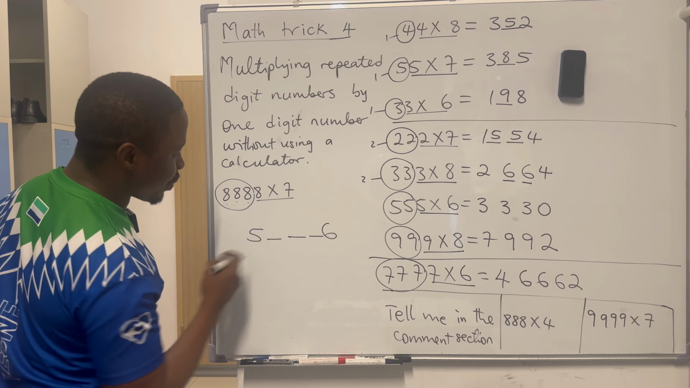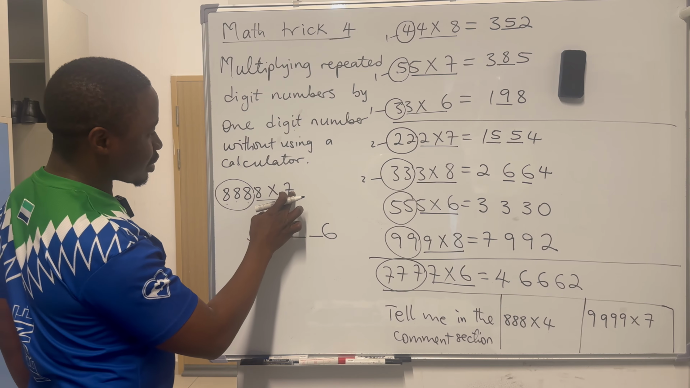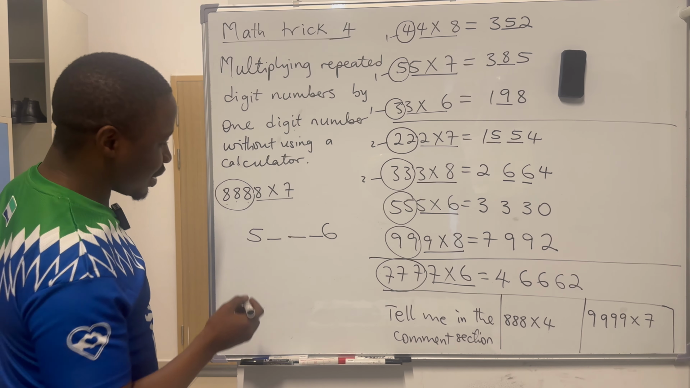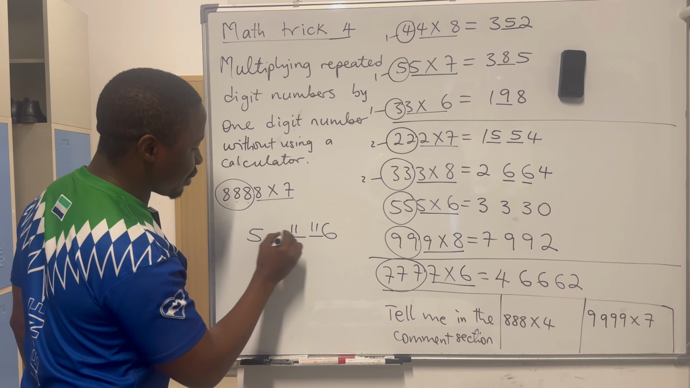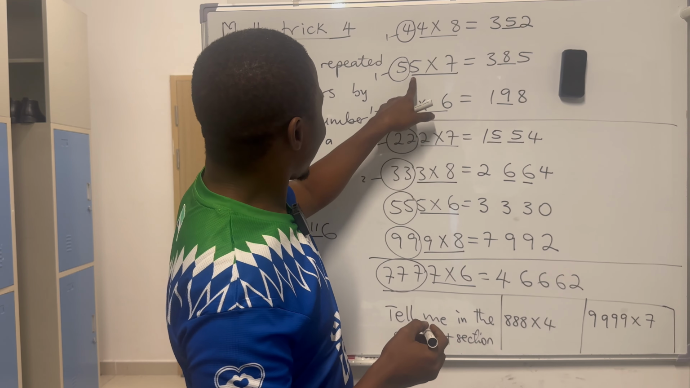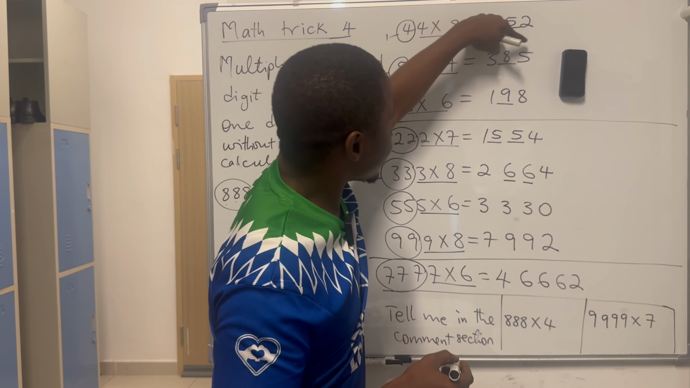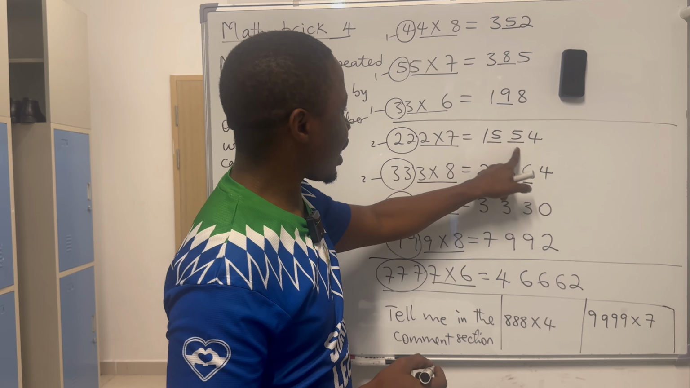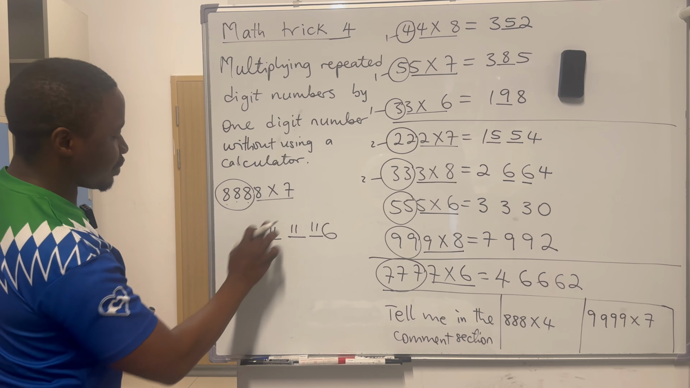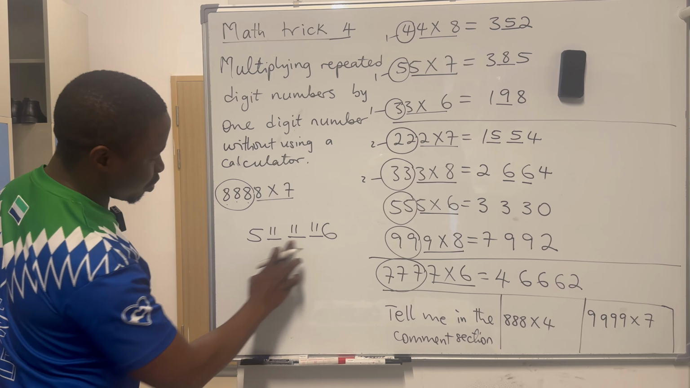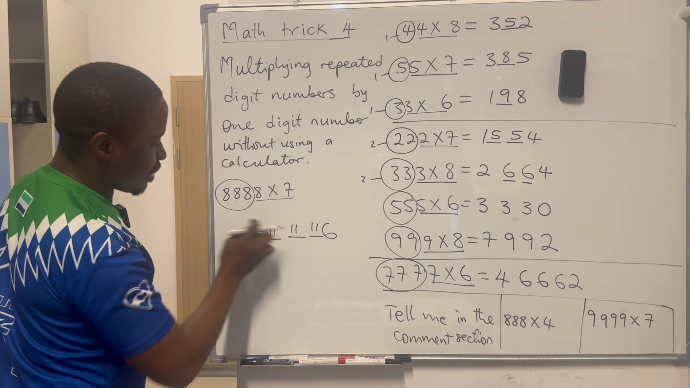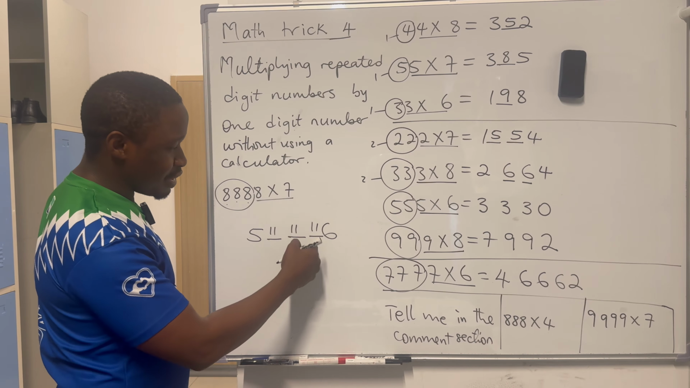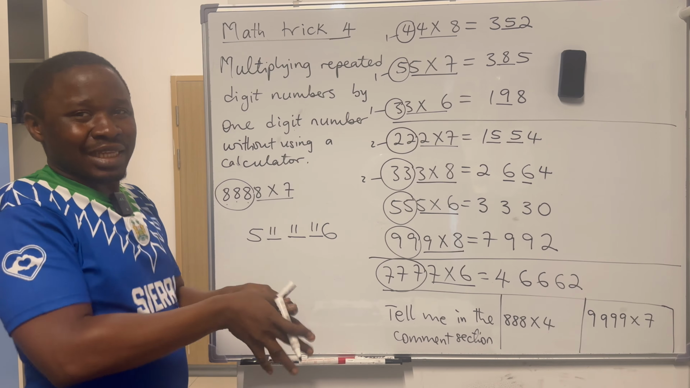Now, which digits are we adding? So 5 plus 6 is 11. So 11, 11, 11. Remember, 5 times 7 is 35. 3 plus 5 is 8. 2 times 7 is 14. 1 plus 4 is 5. Okay. 8 times 7 is 56. 6 plus 5 or 5 plus 6 is 11, 11, 11. But there is a condition here. What is the condition? We don't want 2-digit numbers when inserting between.